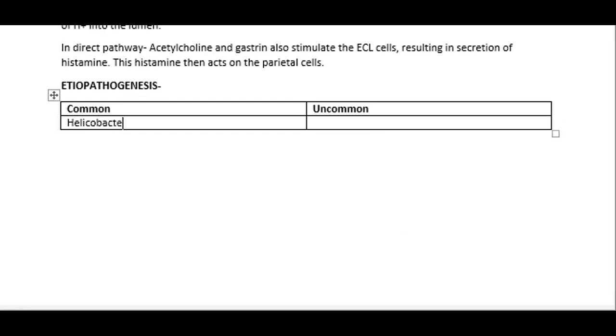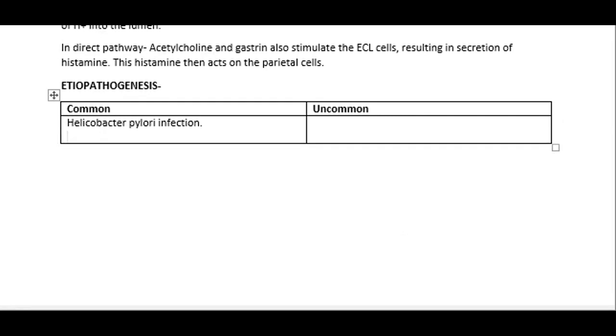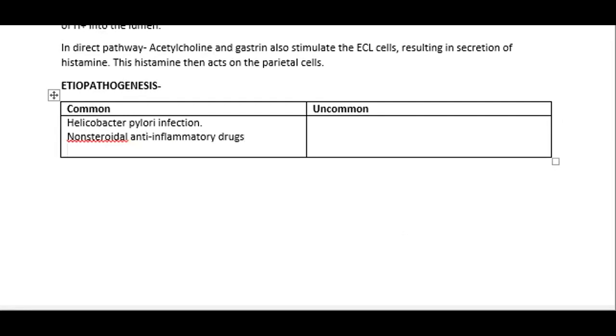In the common causes, the first and well-known cause for peptic ulcer disease is Helicobacter pylori infection, also known as H. pylori infection, then non-steroidal anti-inflammatory drugs, NSAIDs, and stress-related mucosal damage. These are the common causes of peptic ulcer disease.